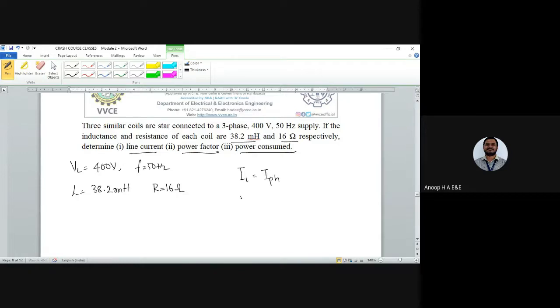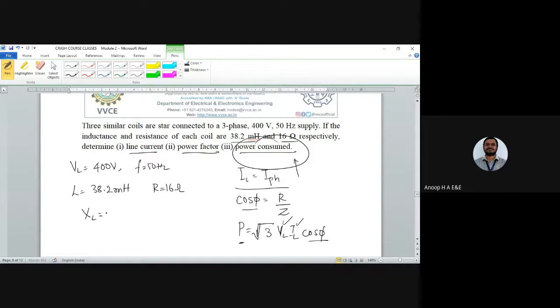Next, power factor, cos phi, you can easily find out, which is R by Z. Next, power consumed in all the three phases. It is a star connection, so you have to write down all the three phases, that is root 3 VL IL into cos phi. VL is known, IL you will calculate as I phase, and cos phi you will calculate, and you can find out what is power.